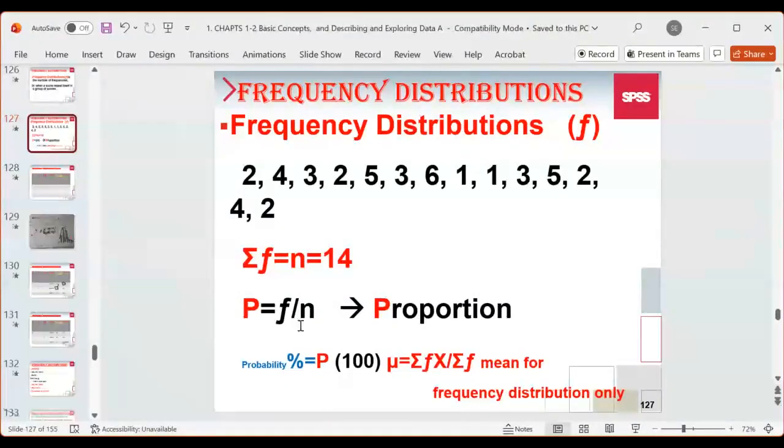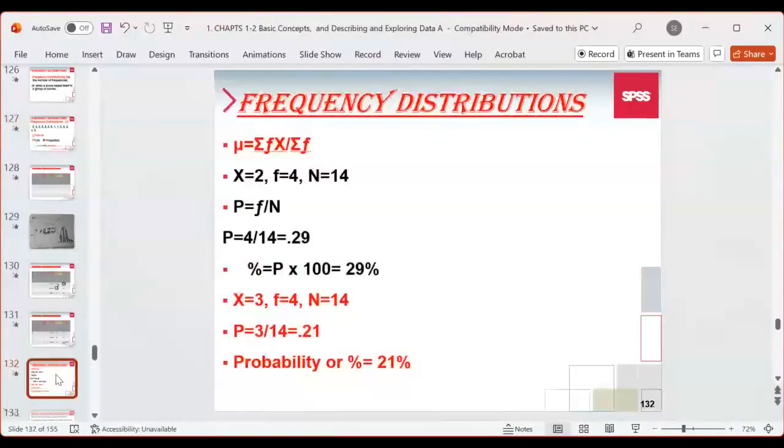Okay, and then P is F divided by N, frequency divided by N, and then proportion and all that. So that's how you do those. Sum of fx divided by sum of f. So again, if you have this number, this is how you calculate it. This is the example that I just went over.